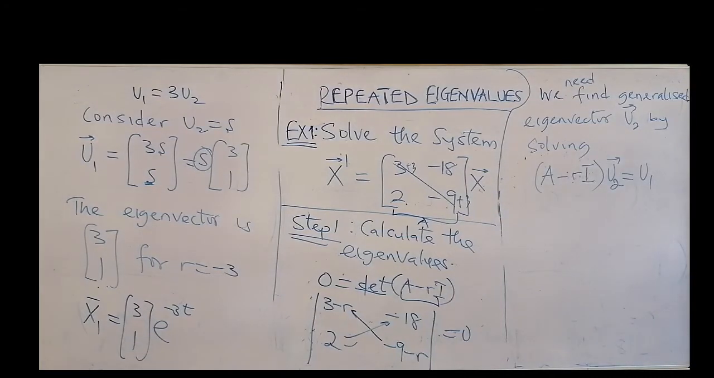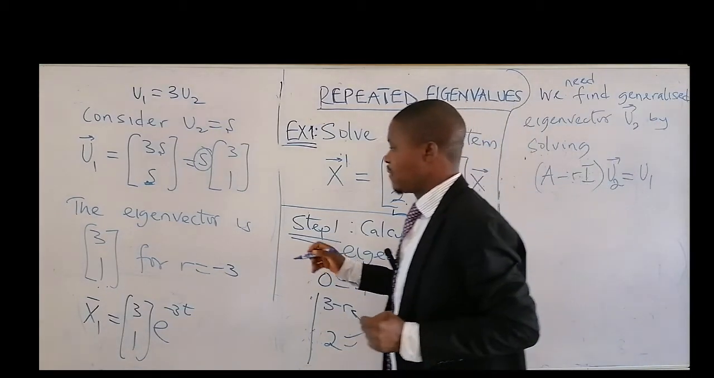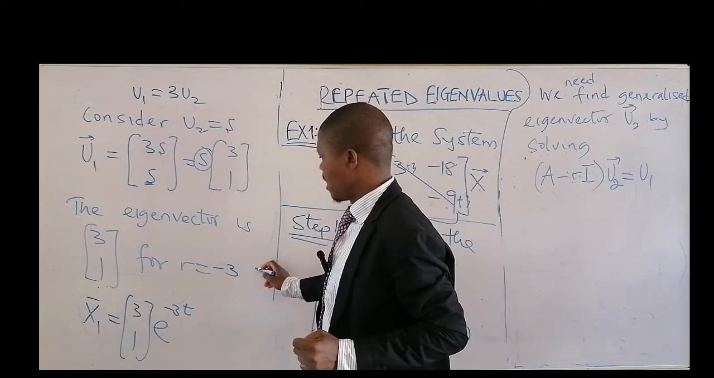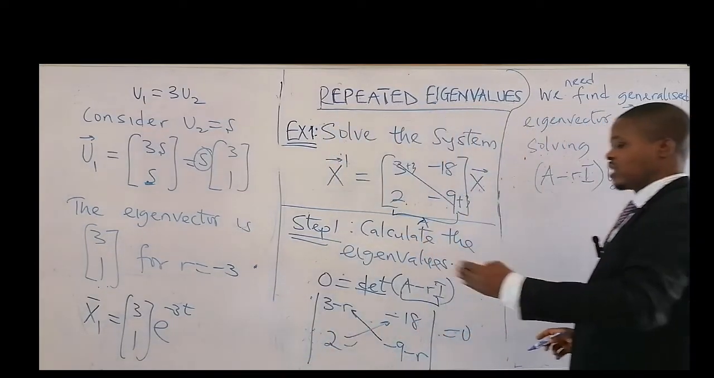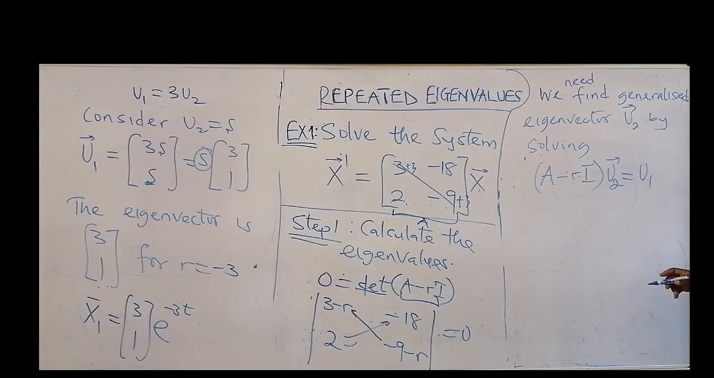Okay, and when we say linearly independent eigenvector, it means that the determinant is not equal to 0. That's the meaning of linearly independent eigenvector. We only have one linearly independent eigenvector in this question. So since we cannot have another one, all we need to do is to find a generalized vector u2 by solving this system.